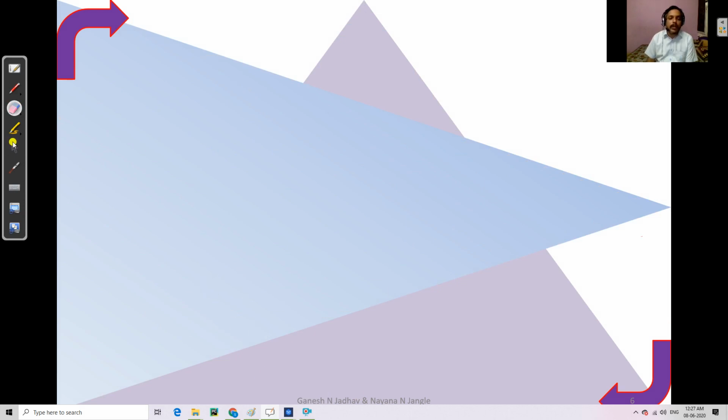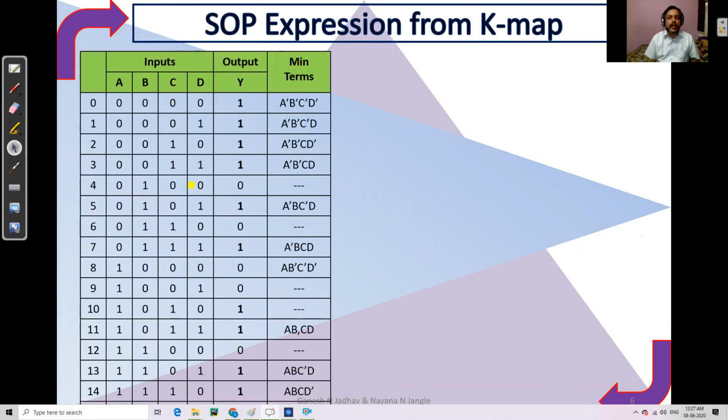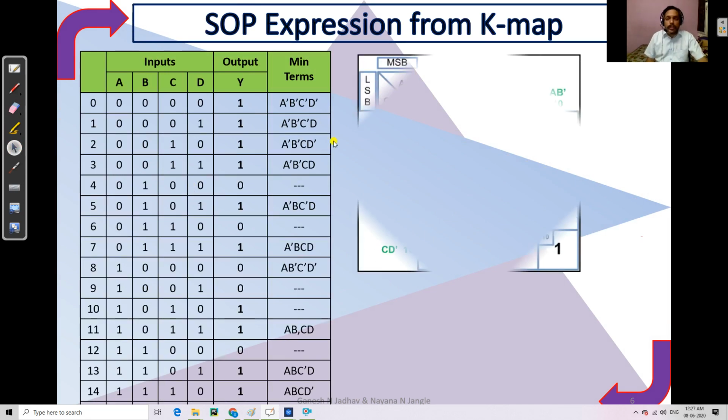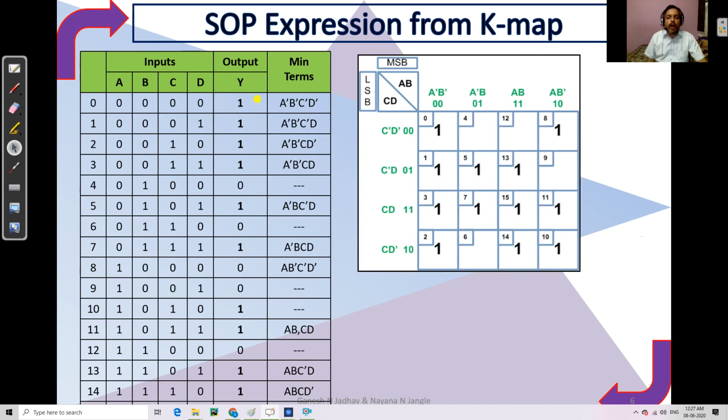So you can minimize this circuit using the K-map. How can we minimize this circuit using the K-map? For the SOP expression from the K-map, we will write down all outputs with 1 in their corresponding block.